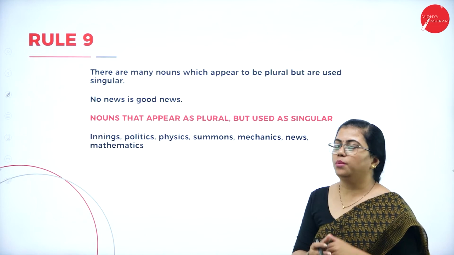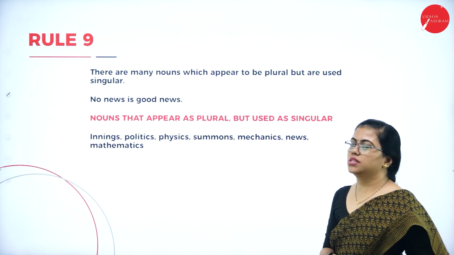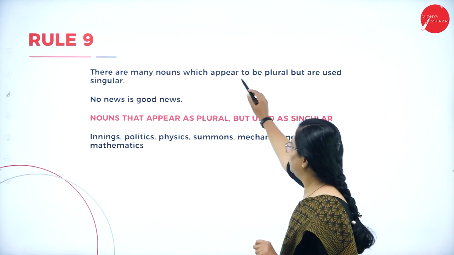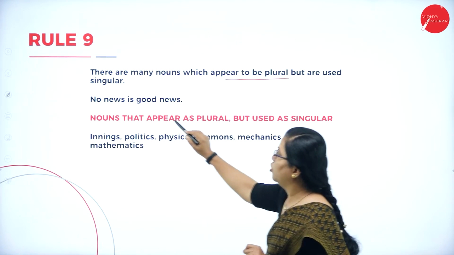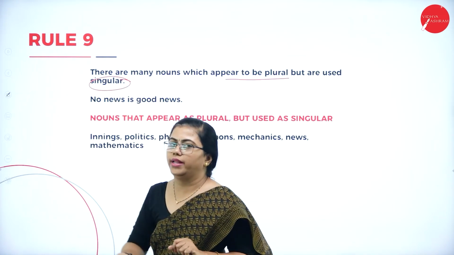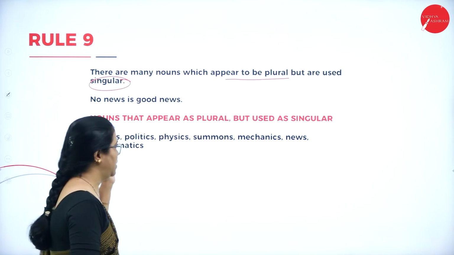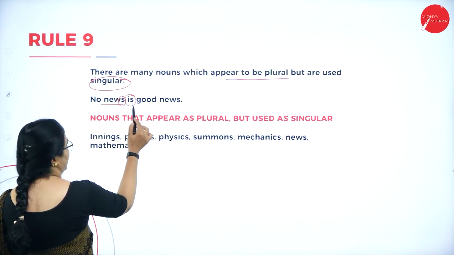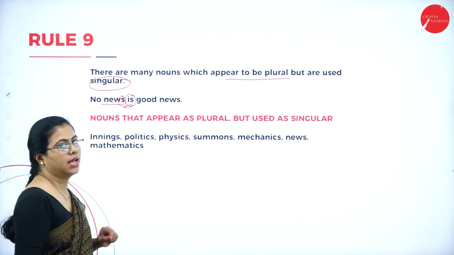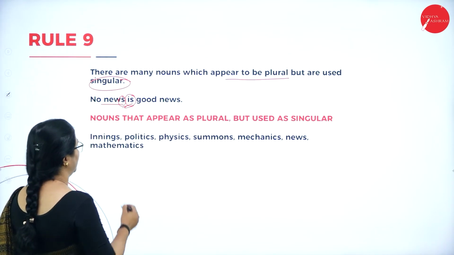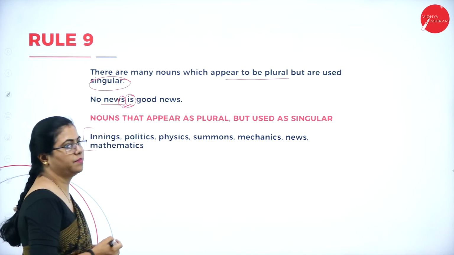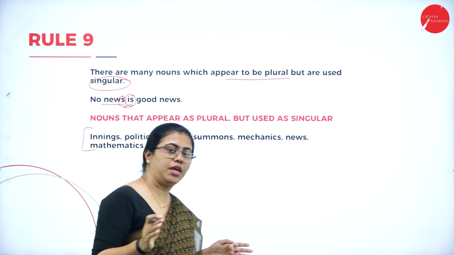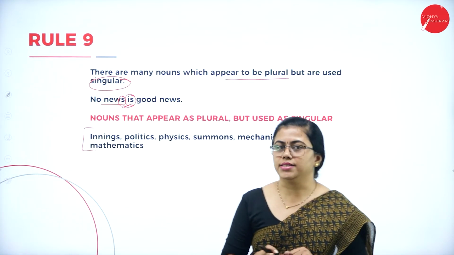Rule number 9, there are many nouns that appear to be plural. They appear to be plural but are always used as singular only, like no news is good news. News has an S, but still it is treated as a singular subject only. These are a few examples of words that appear to be plural but are treated as singular.